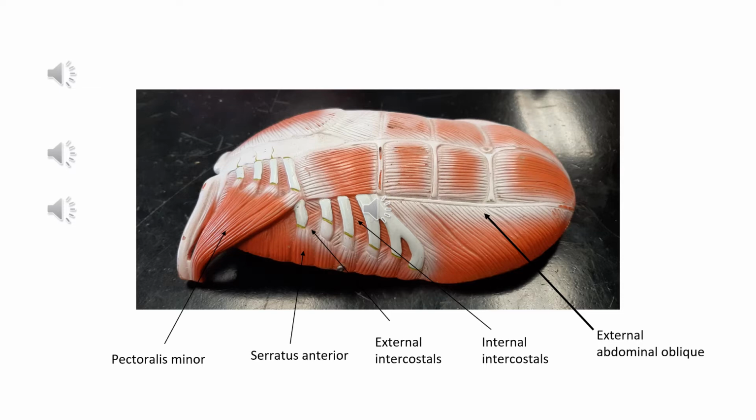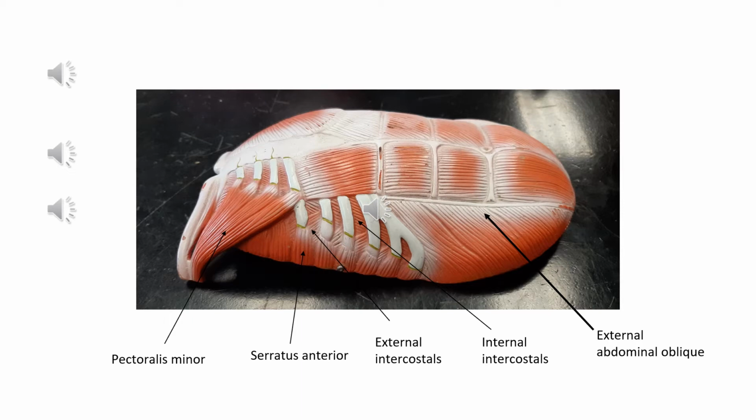This is the serratus anterior muscle. Its main actions are to protract, rotate, and hold the scapula against the thoracic wall. This is the external intercostal. Its main actions are to support the intercostal spaces during inspiration and expiration, and to elevate the ribs during inspiration.